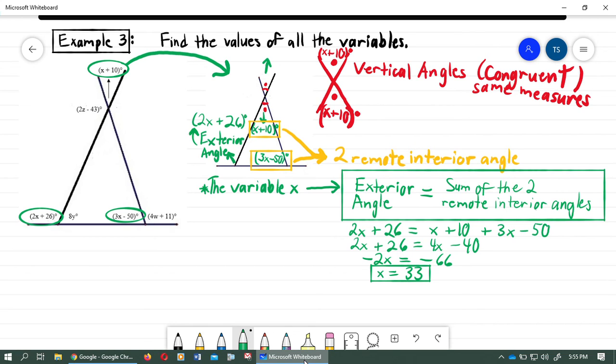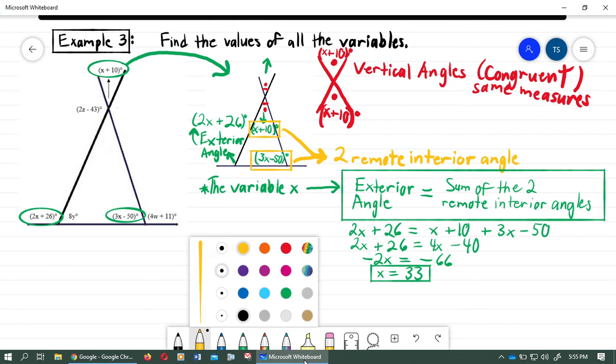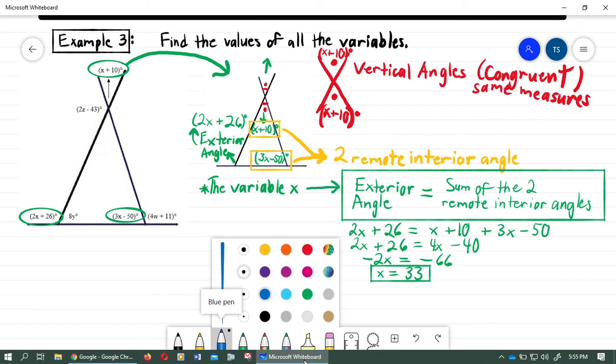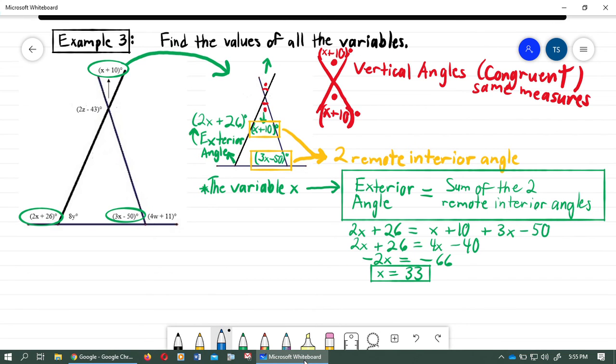Alright, so the next logical thing for us to do now that we have found x is to plug in that value of x. And folks, I literally suggest plugging in that value of x everywhere in that diagram. Let me explain why we're going to plug in the value of x.